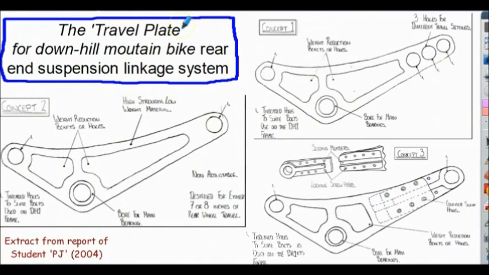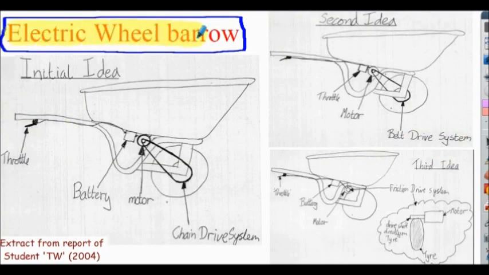So here's the first illustration from an ex-student. This relates to what's termed a travel plate, which is required for a downhill mountain bike rear suspension system. Basically it was a bracket machined, 3 concepts. Concept 1 shown here, concept 2 shown here, concept 3 shown here, and essentially it's variations on a particular bracket design. Notice again how the students annotated each of the sketches to highlight particular aspects for reference of engineers, lecturers, etc.